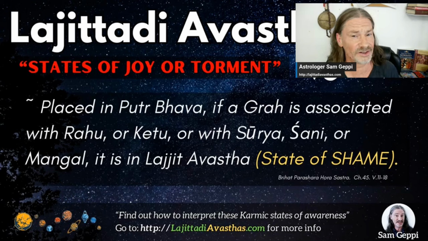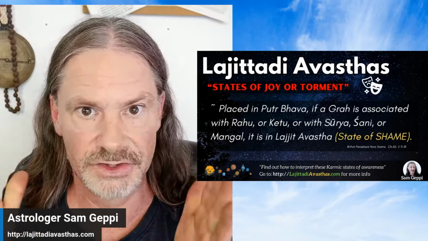Interesting. Why would a planet be in a state of shame? And what does shame indicate? Now that sounds bad. Planet is in a state of shame. So how do we interpret that? How do we interpret if Mars is in a state of shame or Venus is in a state of shame? They're all different, right? You have to learn how to interpret this. And shame sounds pretty bad, right? I don't want to be ashamed. Shame is like one of these emotions that's one of the bad things. Uh-oh, okay. Your moon is in Lajittadi Avashta, which, by the way, mine is.